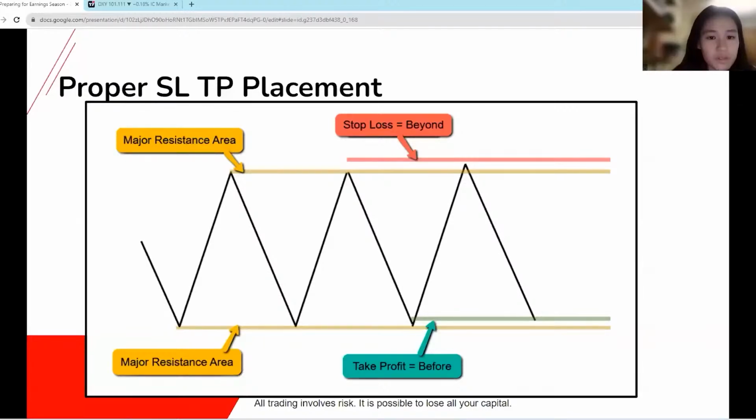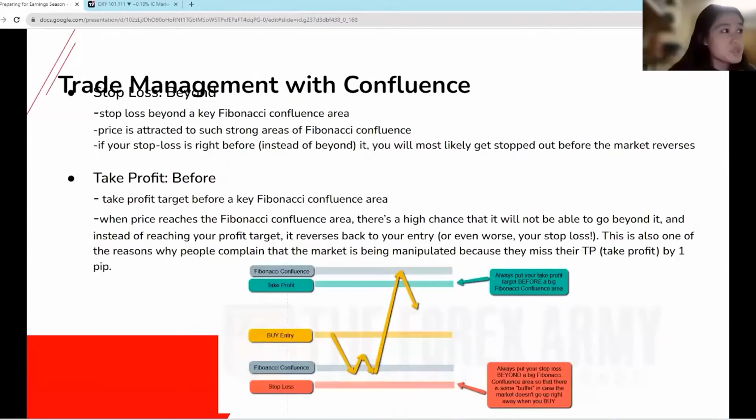Okay. Here we have trade management with confluence. The confluence that we're talking about in this case is referring to Fibonacci confluence. But if you have a couple of support levels or resistance levels lining up, those are considered confluence as well. So firstly, stop loss should be placed beyond, as we saw earlier. And this basically means that you should always put your stop loss beyond a key Fibonacci confluence area.